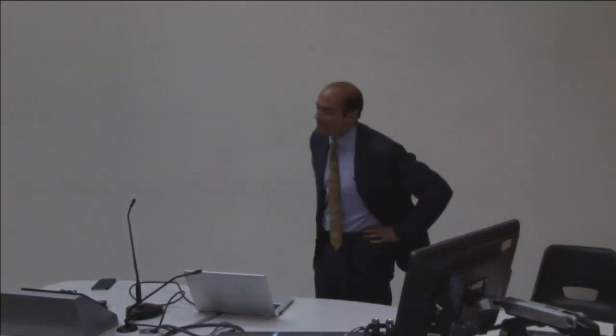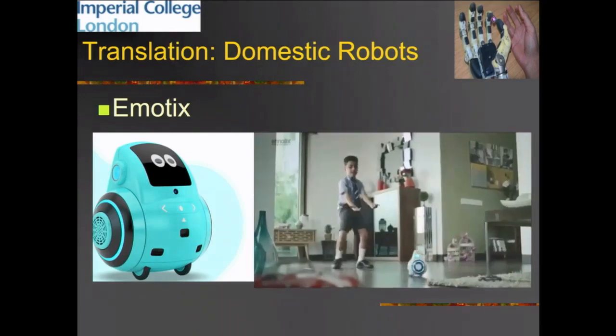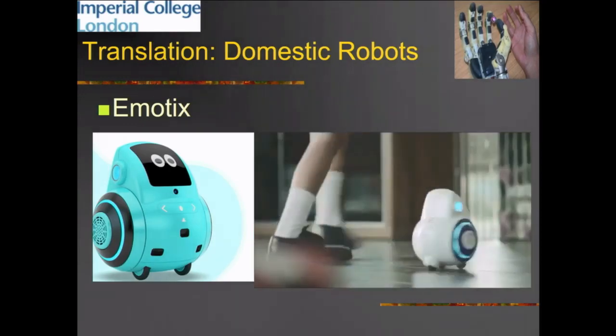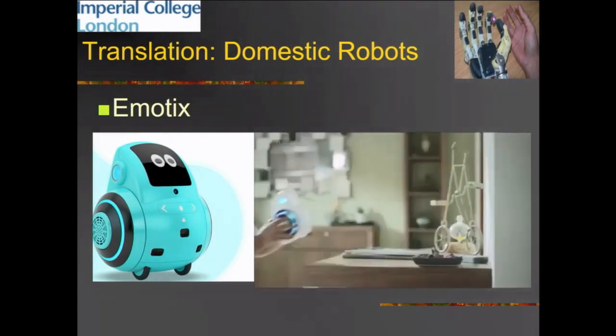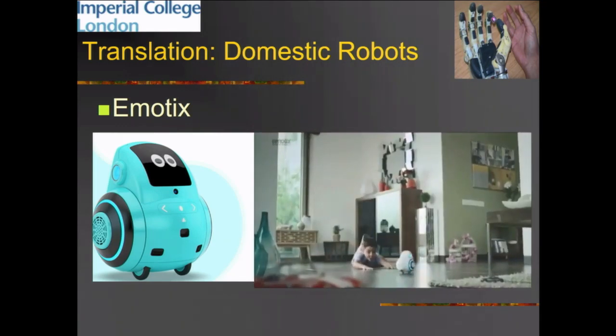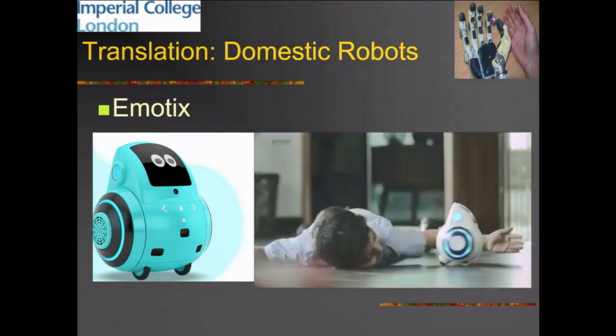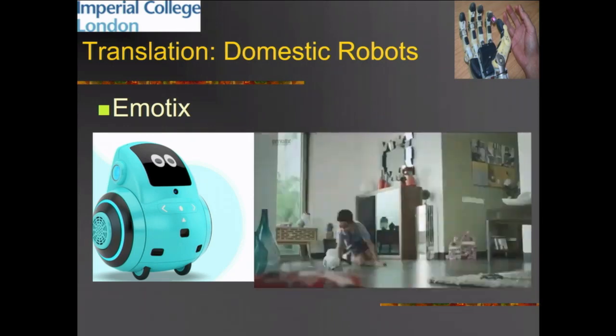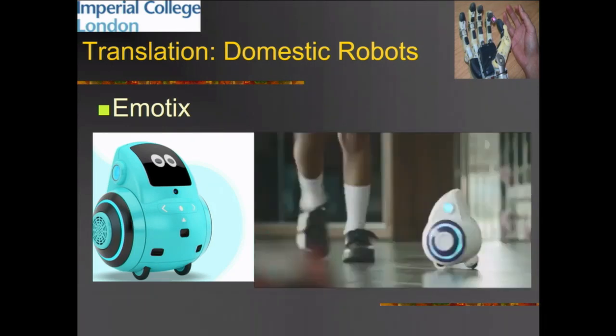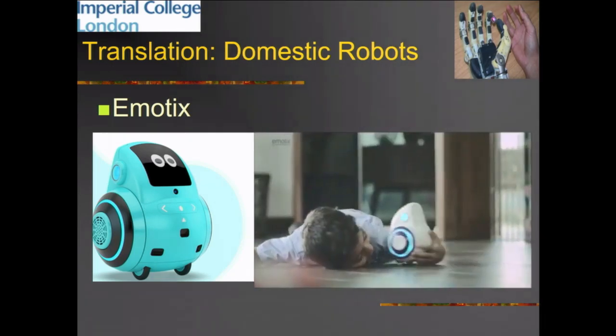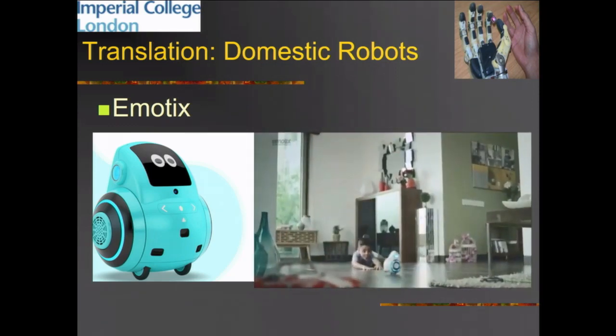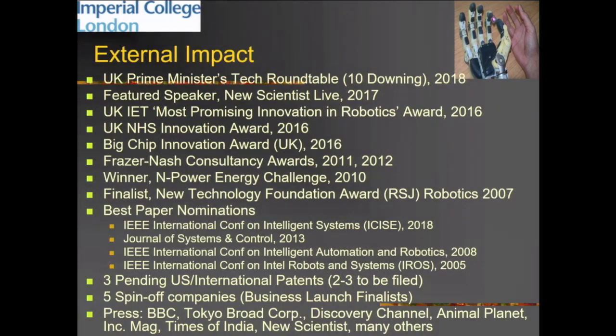And finally, because of the brain-robot interface, we're working with a company called Emotix, which has released a domestic robot. It's called Miko. That's it right there. It stands for My Companion. It's a domestic social robot that's actually supposed to work with children. It helps with homework, reminds them of soccer practice, things like that. That is for sale right now. So it's been an exciting time.